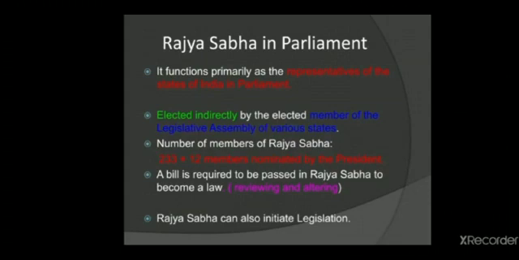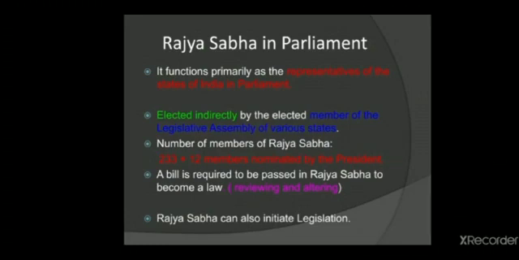So these 12 members are nominated by the president, and a bill is required to be passed in Rajya Sabha to become a law. So that is called reviewing and altering. Whenever any law has to be made, first a bill is made. It is like a raw statement. One bill is made before it becomes law. First it is discussed in the Lok Sabha and a bill is made, and that bill is required to be passed in Rajya Sabha, then only it becomes a law.